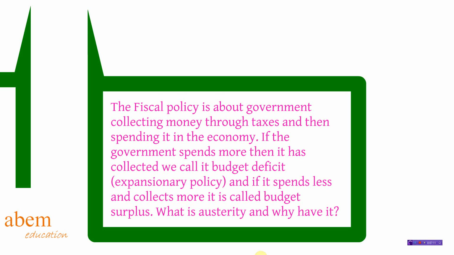The government spends more than it has collected. We call it budget deficit, the expansionary policy. And if it spends less and collects more, it is called budget surplus. These days, the UK economy, or the government, is going through austerity measures. What that means is that the government is collecting more money and spending less money. Why? Because we are trying to pay off our debt.